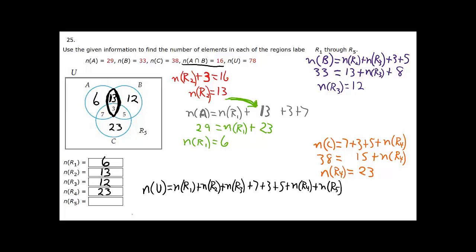And remember, I already know some of these numbers. I know that R sub 2 is 13 and R sub 3 is 12. So I'm just adding up 6 and 13 and 12 and 15 and 23. And then whatever the number of elements in R sub 5 is, that's got to come out to be 78. It turns out you have to have 9 elements in R sub 5 in order to make all those numbers add up to 78. So the number of elements in R sub 5 is 9.